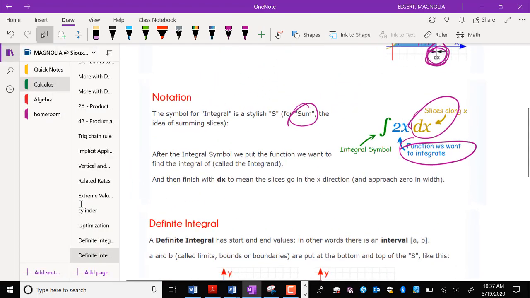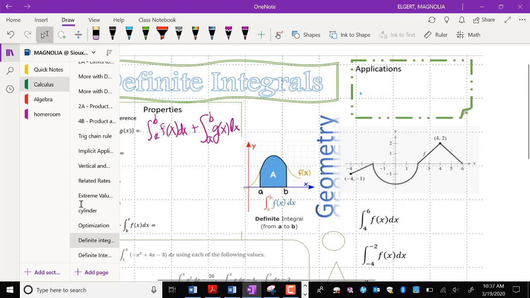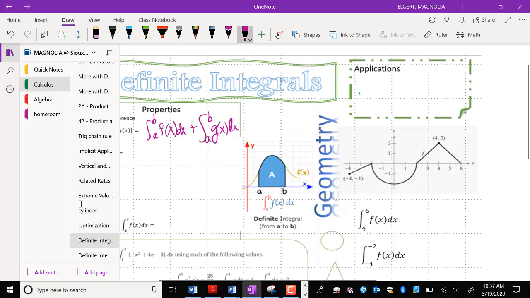Okay, so first of all, let's talk about some properties of definite integrals. So a definite integral, here I have a sum and difference. Just like with indefinite, if you're adding f and g together, those two functions, it would be the same as if you did an integral for f, so you found the area for f, and you found the area for g, and you added them together. So if I look over here, if I wanted the area of this half circle plus this triangle, like if this was f and this is g, I would find those two areas and add them together.